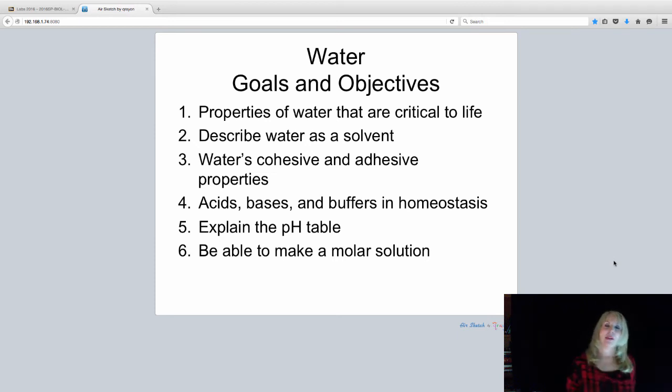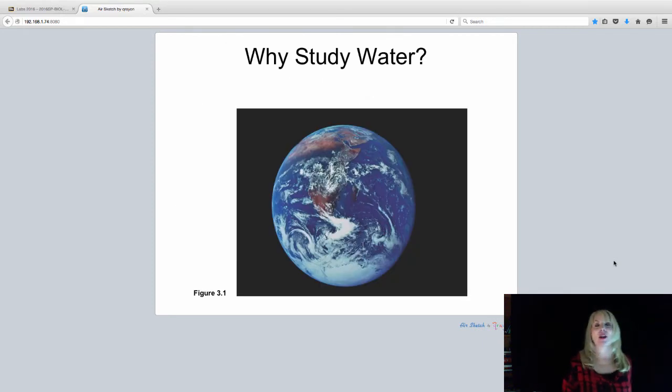Hello, and this is your lesson for water. Now, our goals and objectives are: properties of water that are critical to life, describe water as a solvent, water's cohesive and adhesive properties, acids, bases, buffers, and homeostasis, explain the pH table, and be able to make a molar solution. Now, why study water?